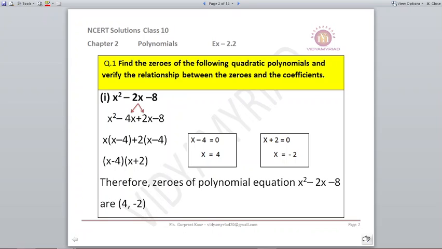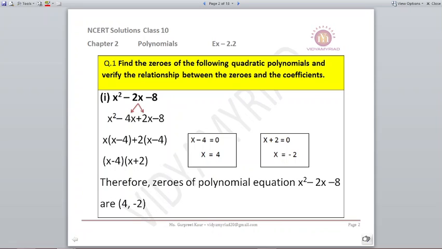With this we are going to use middle term splitting to find its factors. When we used that, we got factors x minus 4 and x plus 2. Now we will equate these to 0. x minus 4 is equal to 0, so x comes out to be 4, and x plus 2 is equal to 0, so x comes out to be minus 2. So the two values are 4 and minus 2.